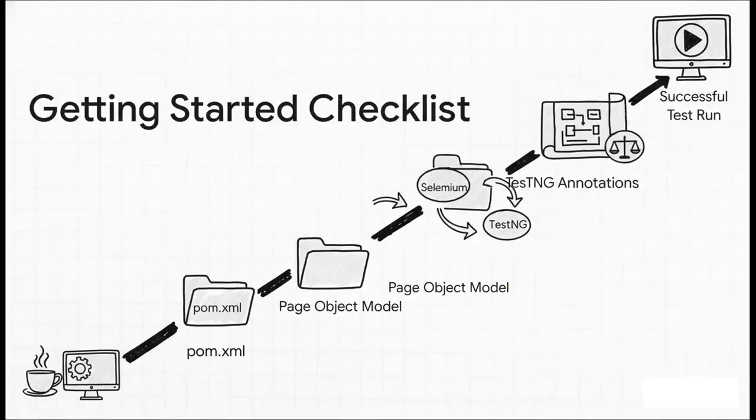Feeling ready to build your own? Here's your simple Get Started checklist. First, install Java and an IDE. Then, create a new Maven project. Go into that pom.xml file and add your dependencies for Selenium, TestNG, and Extent. Take a little time to really understand that page object model structure. And finally, learn the basics: TestNG annotations and assertions, and how to run a testng.xml file. That's your recipe for success.